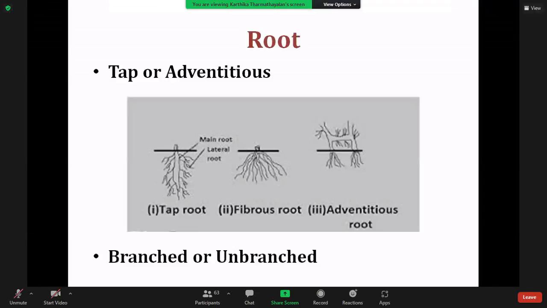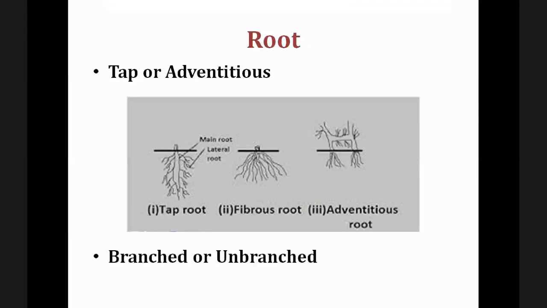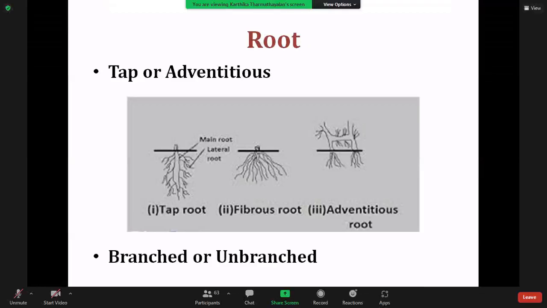Fibrous root means it does not have a prominent central axis. They have branches of roots in all directions.